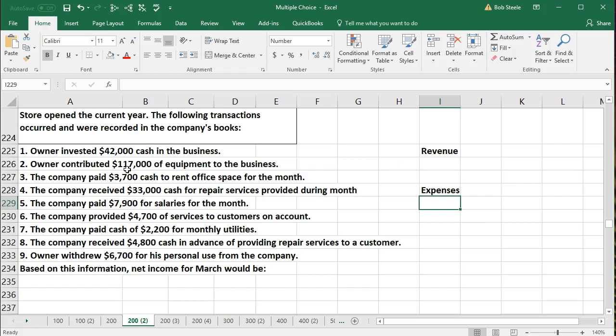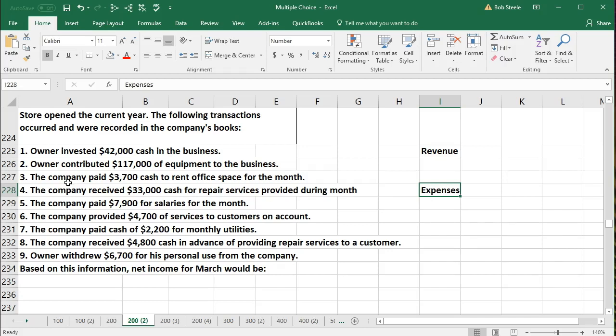So we've got owner invest $42,000 cash in the business. If we think of the journal entry, we're going to debit cash. Cash is affected. It's going up with a debit. And we're going to credit capital. Capital, you might think should be income, but no, it's not going to be income because we haven't earned it. The owner just put the money in. Therefore, those are not revenue or expenses and therefore not involved in our calculation we are looking for here.